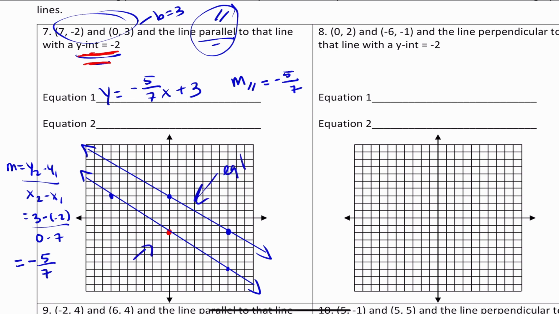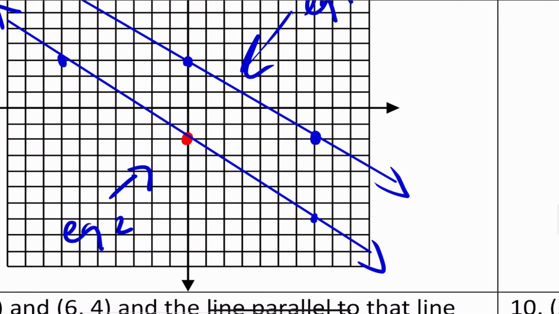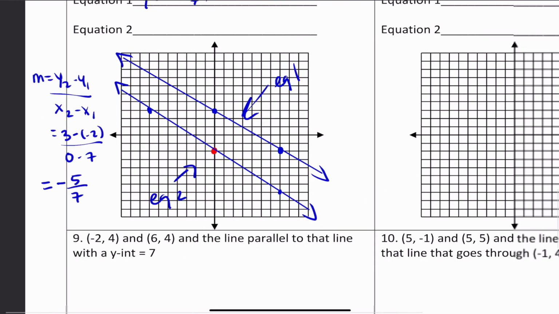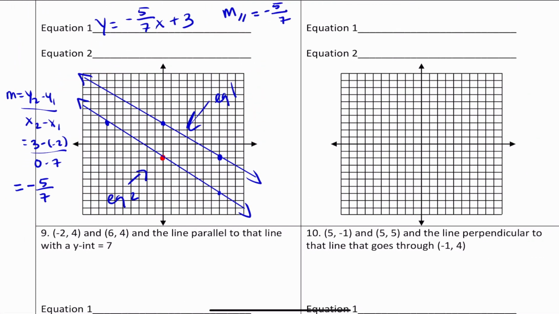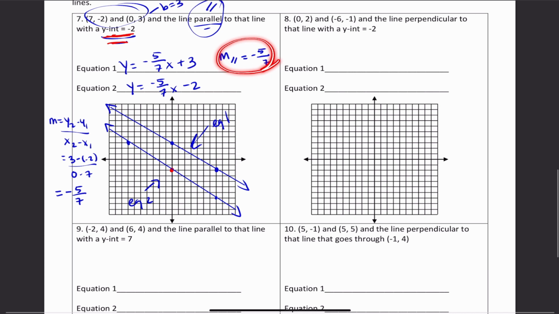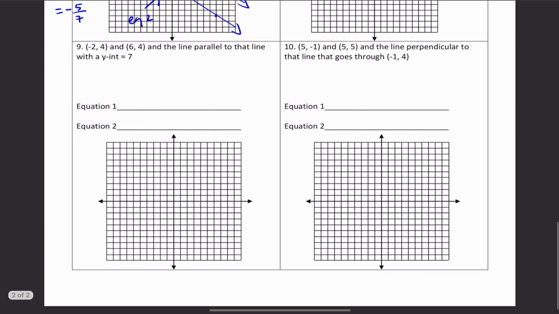And then for equation 2, we have to figure out where the y-intercept is. The y-intercept here is at 0, negative 2, or b is equal to negative 2. So I can write y equals negative 5 over 7x minus 2. This is the slope I'm using. It is parallel, so these two equations should have the same slopes. All right, let's go ahead and do number 10.